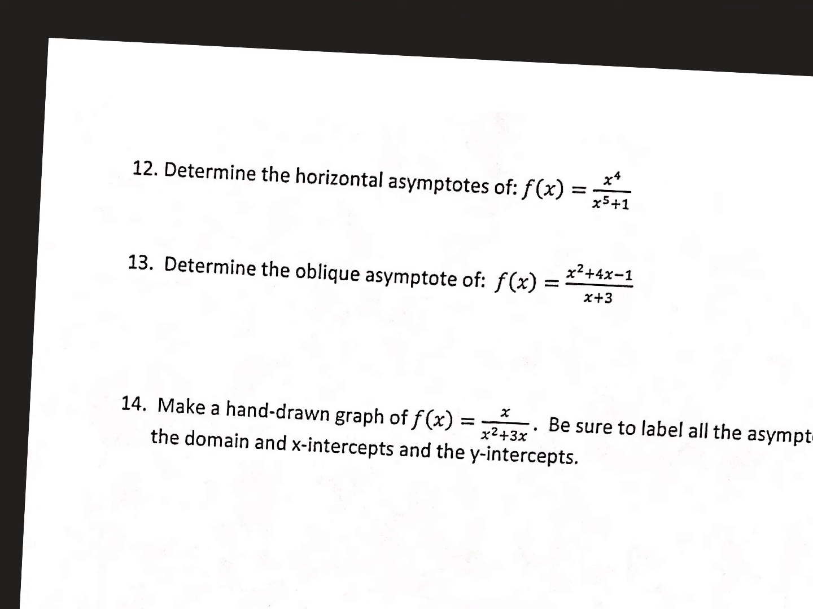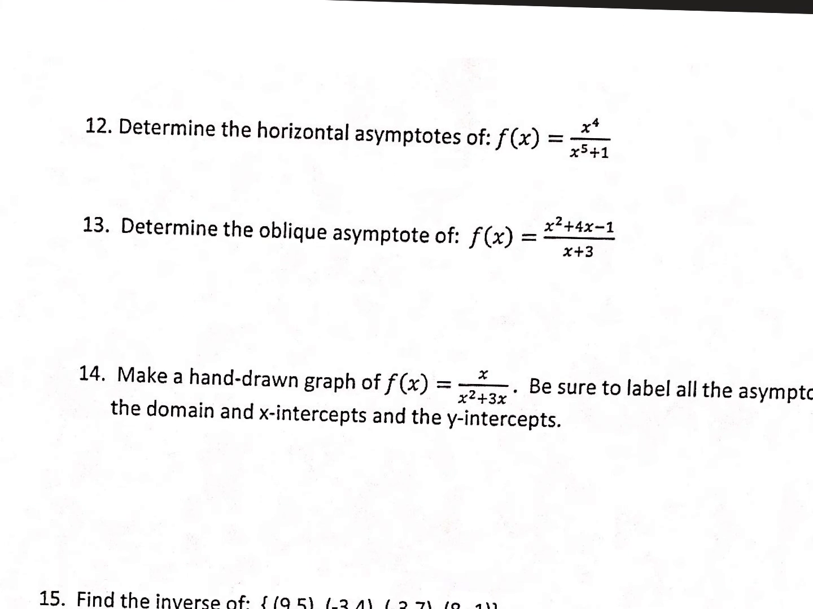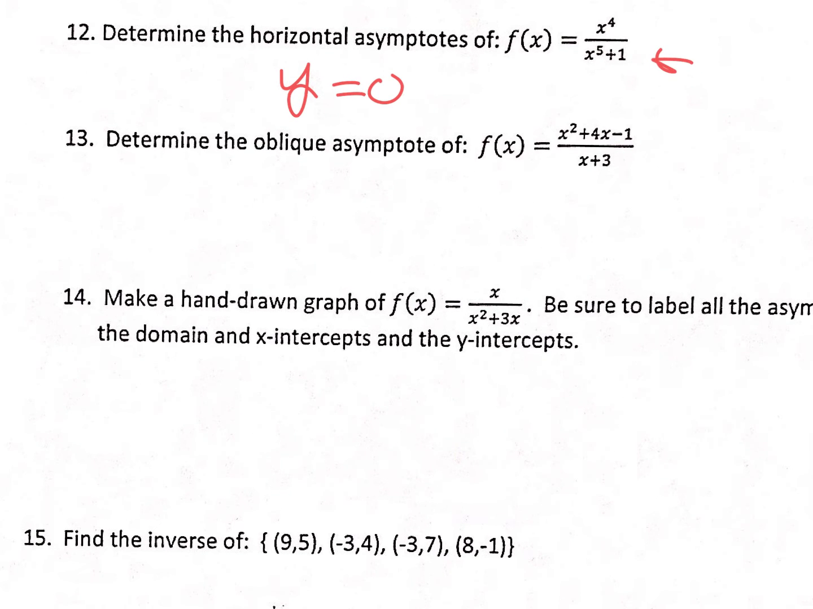All right, number 12, horizontal asymptote. Remember, there are 3 rules. This one, the bottom degree is bigger. Anytime the bottom degree is bigger, it's y equals 0. Y equals 0. Number 13, determine the oblique asymptote. Oblique means slant. You have to divide to find it.